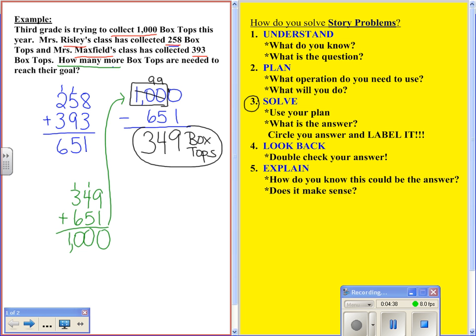So we expect the kids tonight to go through their 5-step process when solving 2-step problems. Good luck on your homework.